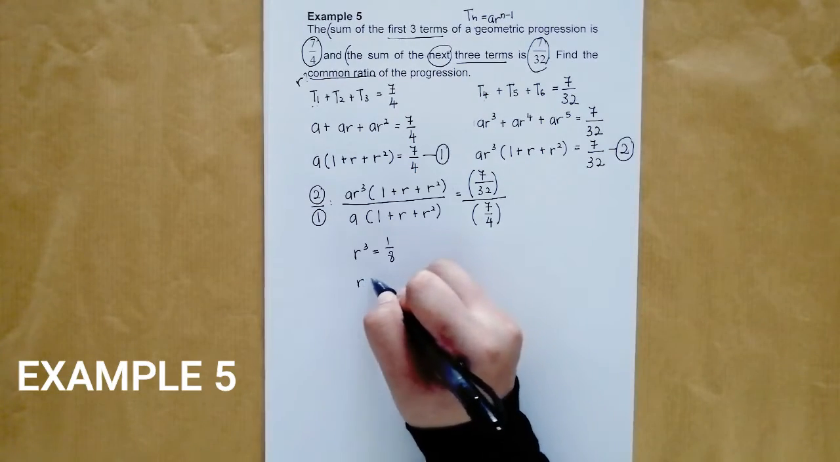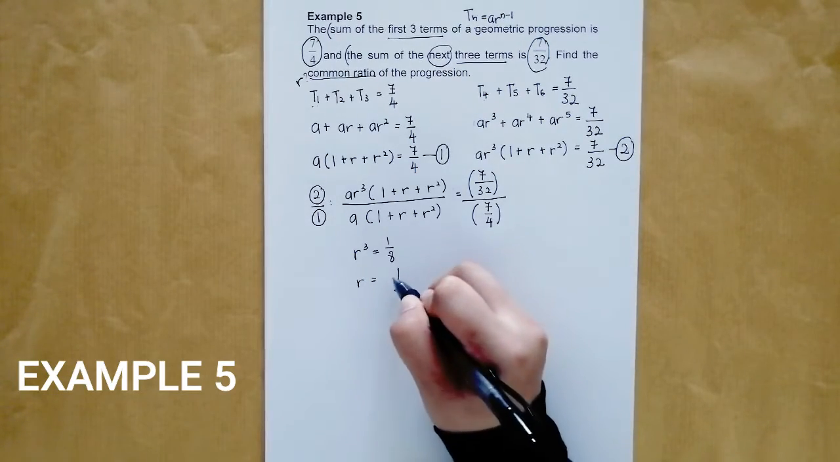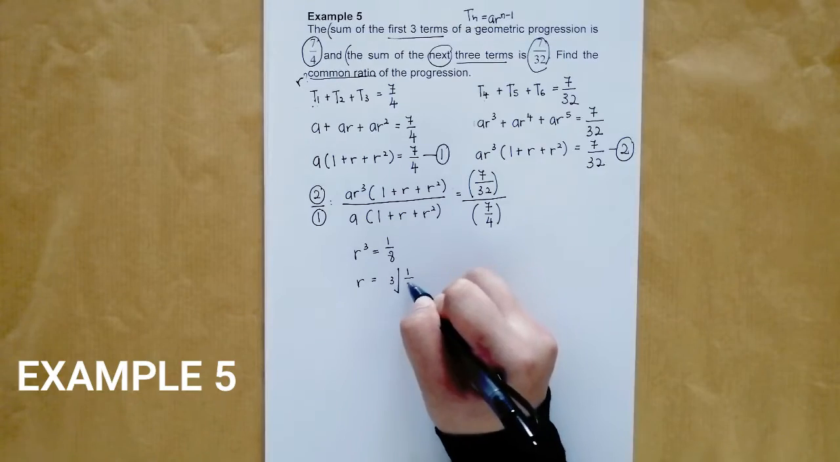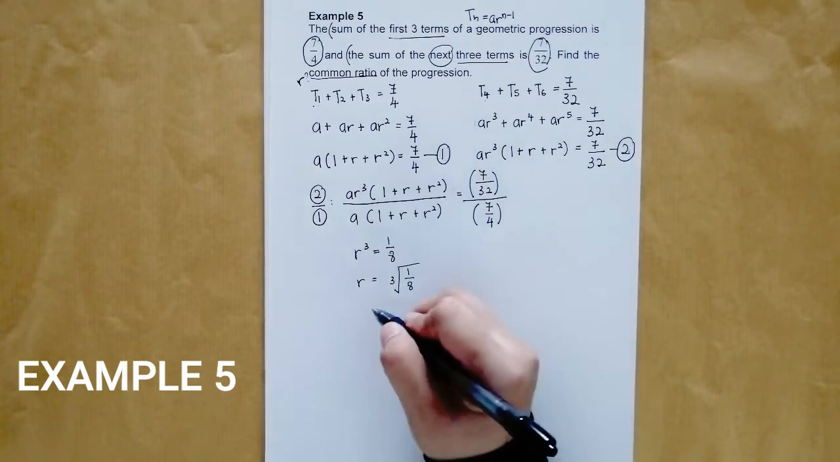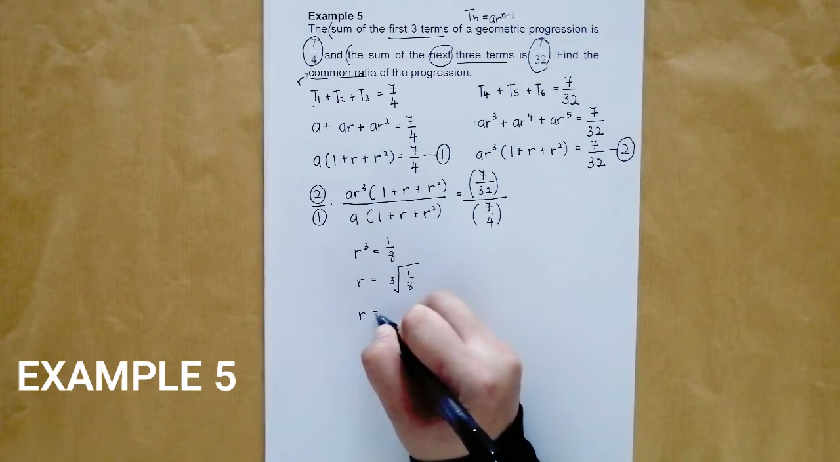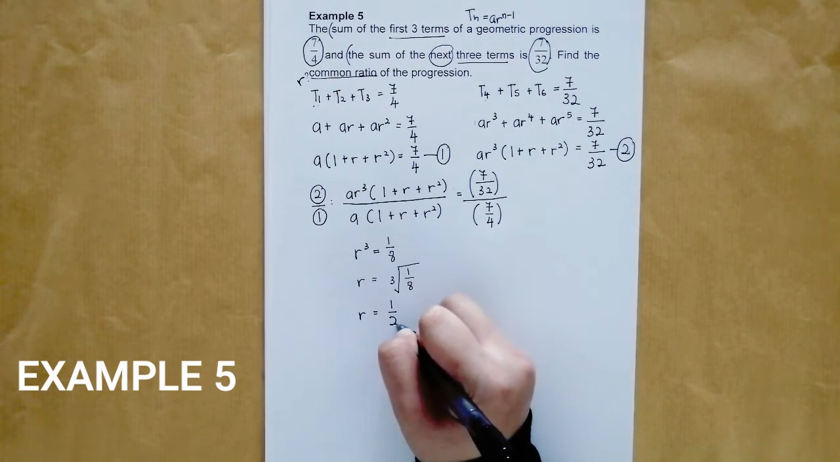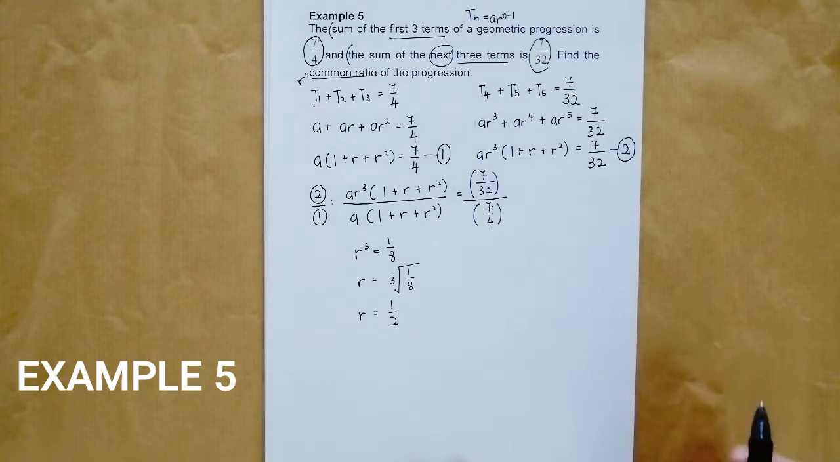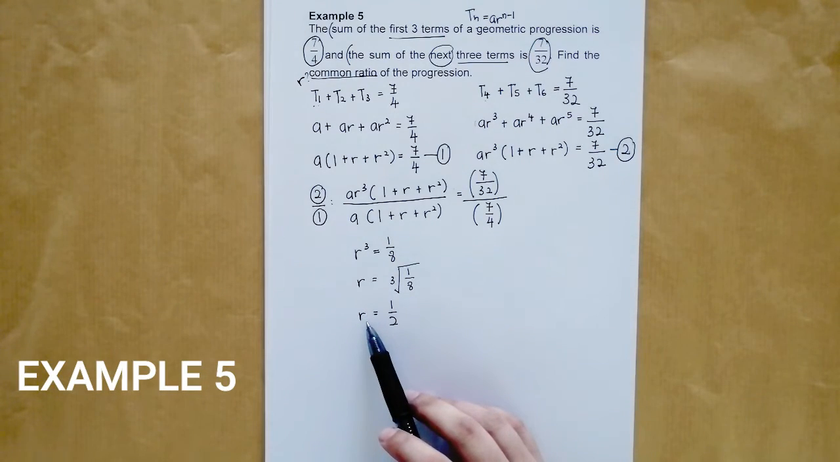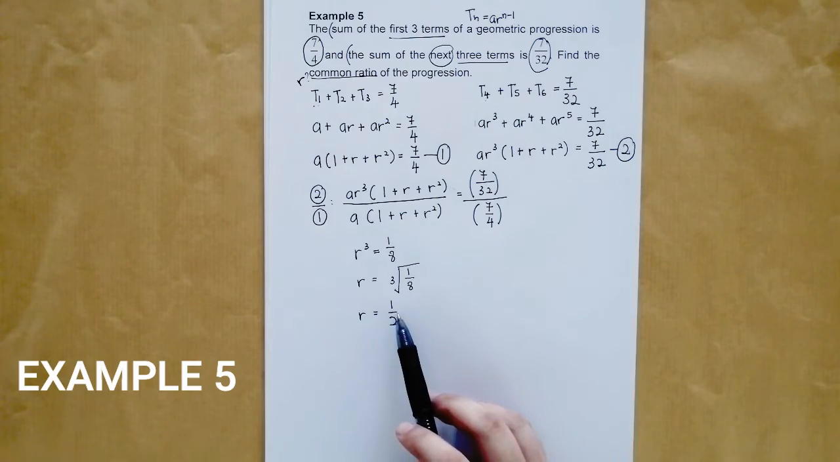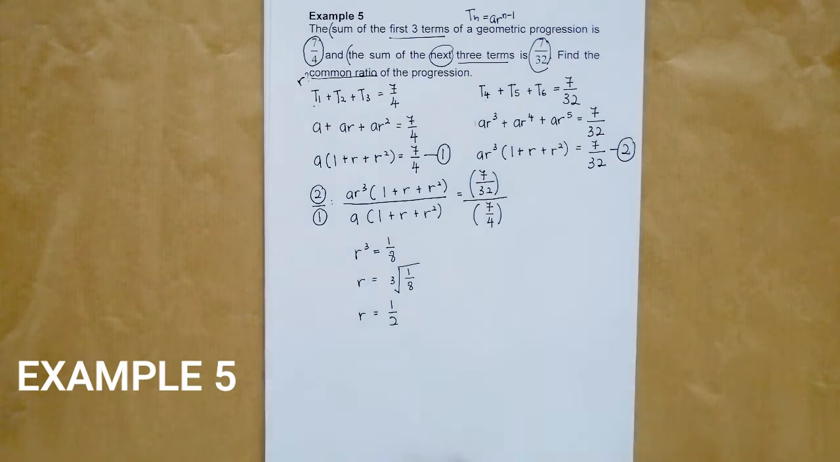Okay, to get R, you must take the cube root of 1 over 8. So R equal to 1 over 2. Therefore, the common ratio of this progression is 1 over 2.